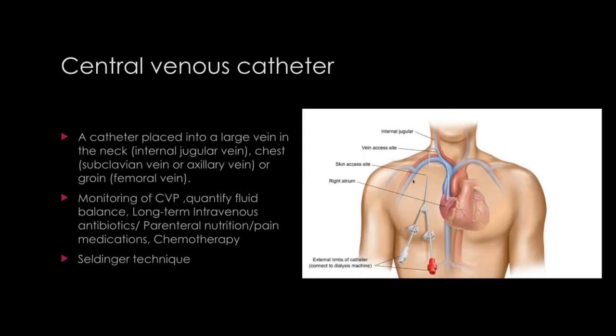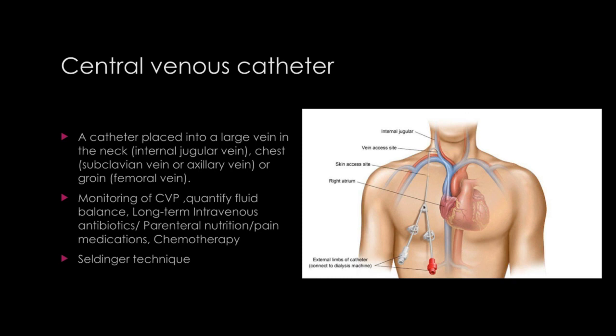Another medical aspect, or a small procedure, which is done in relation with the internal jugular vein is the placement of a central venous catheter. A central venous catheter is placed into one of the large veins. It can be in the neck, when it is placed in the internal jugular vein. It can be in the chest, where it is placed in the subclavian vein, or in the axillary vein, or in the groin, the femoral vein.